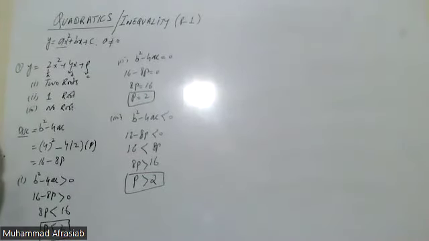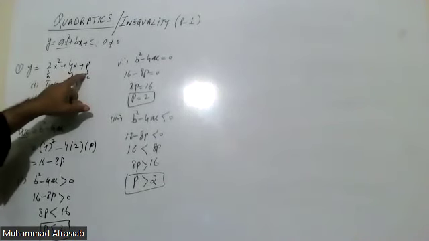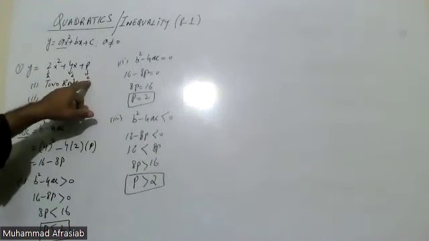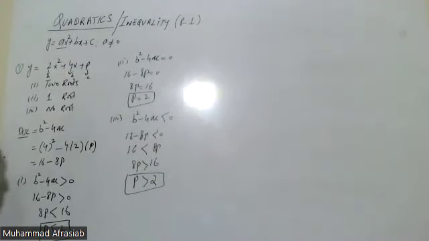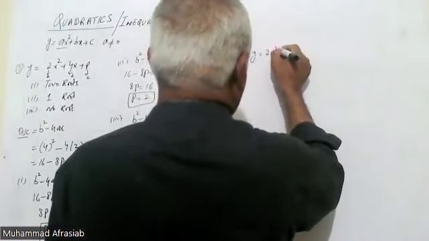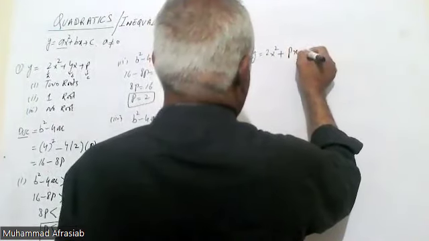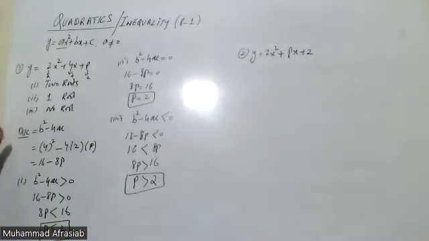Now we are starting the second question of the same assignment, and we are going to replace the position of p. Instead of being at C, now it is going to be at B, and now we'll look at the situation for that part. So question number 2: let y equals 2x squared plus px plus 2, and we are going to solve the same three questions.